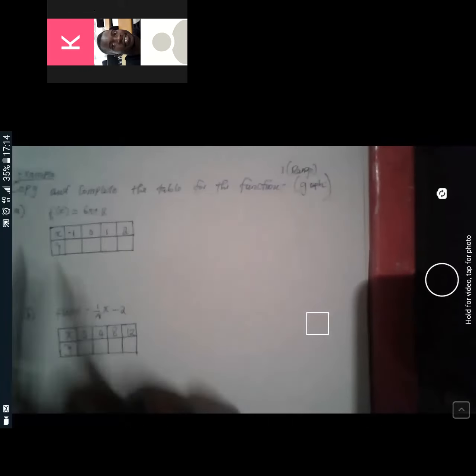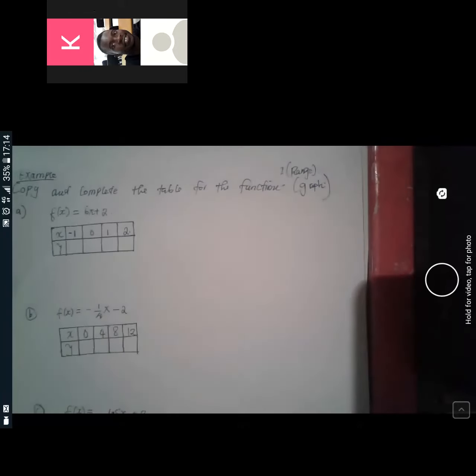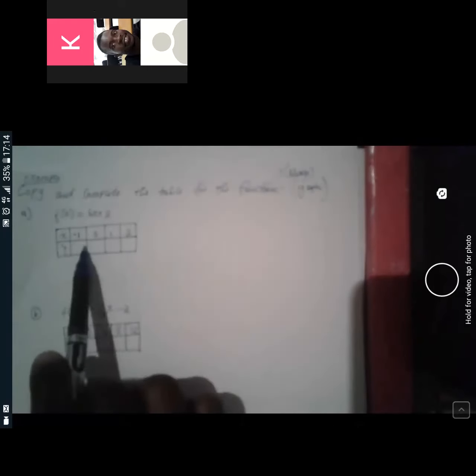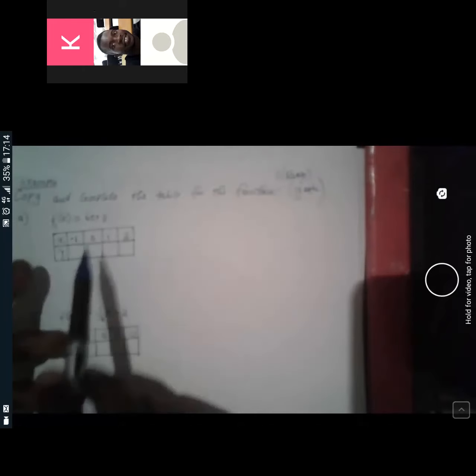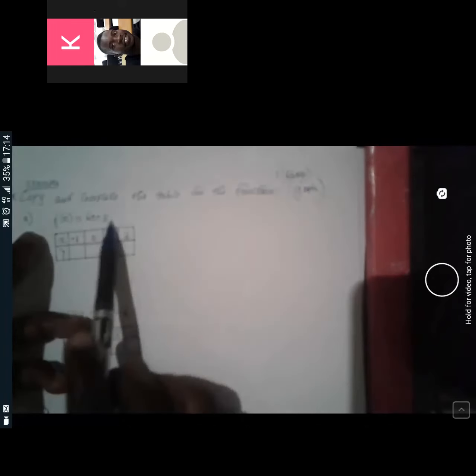So I have three examples here of functions. The first example is saying copy and complete the table for the function. The first one is we have a function f of x is equal to 6x plus 2, and then we've been given a table of values here. In the first row, we have the x values: -1, 0, 1, 2. So for us to complete this table, we've been given the x values and the function here, which is 6x plus 2.